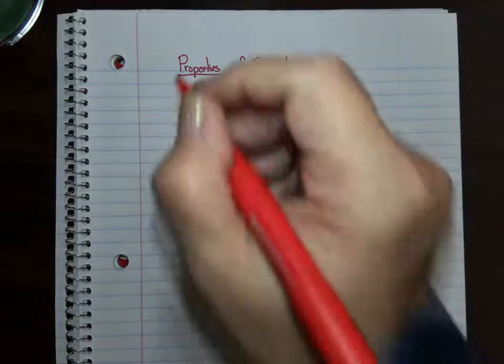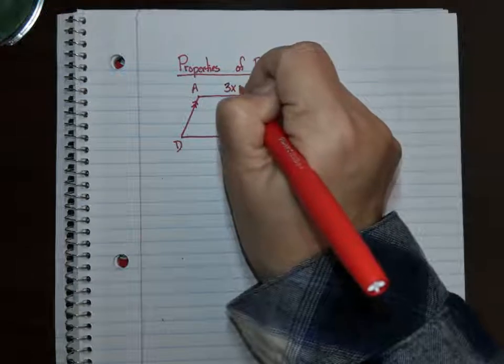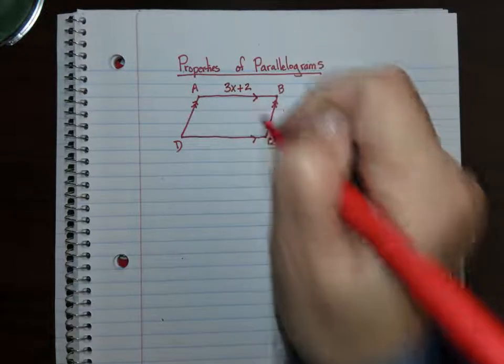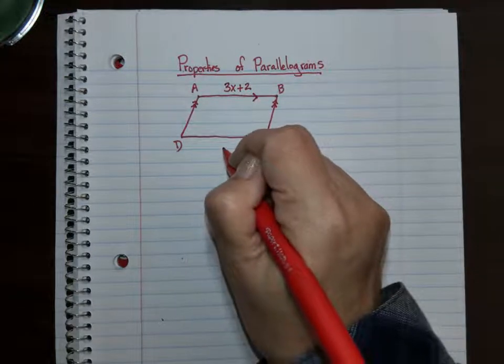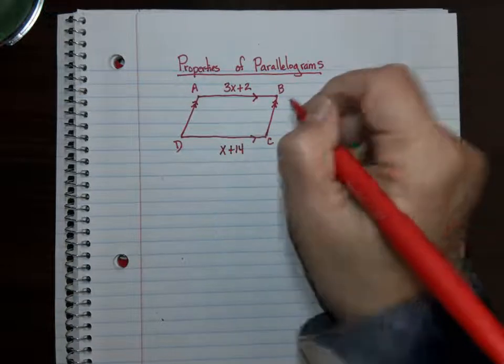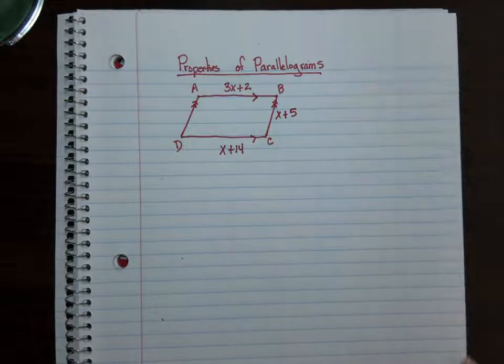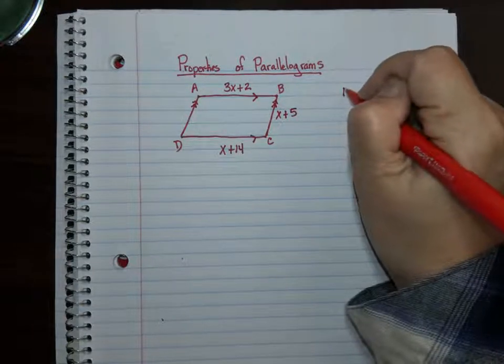So let's say that this side is 3x plus 2, and this side over here is x plus 14, and this side over here is x plus 5. And our job is to find x.